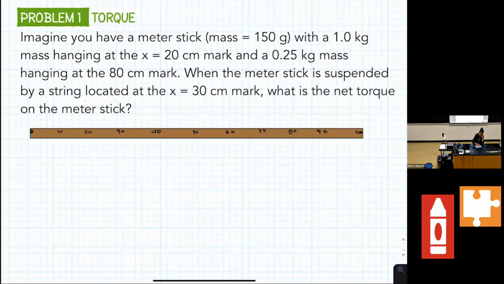So we're going to first put the string here. And why do we care about where the string is located? What would we call that position? It's the pivot point, and it's also our 0. Okay, so we're going to measure everything from the pivot point, because remember, the R in torque is the distance from the axis of rotation or pivot point to where the force acts.